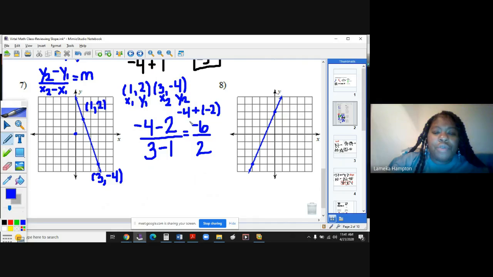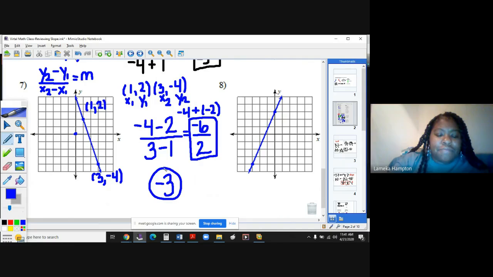Now, the beautiful part about this is, again, it's a fraction. Fractions are nothing more than division problems. So when I divide -6 by 2, my answer is -3. So for number 7, my slope is represented by -3. And I'm going to prove that right now.